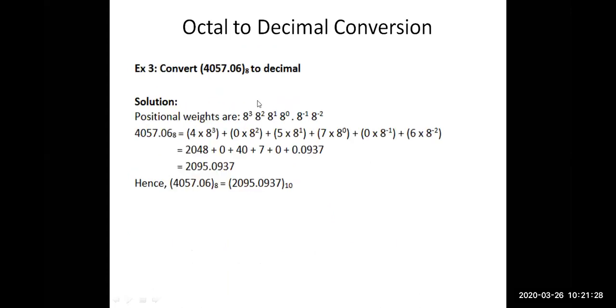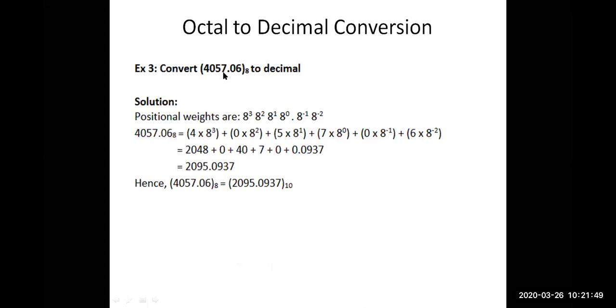Then we have conversion from octal to decimal, which we discussed yesterday. So the change is in the base. In binary, the base was 2. In octal, the base is 8. So the rest of the things are the same. But here the example consists of both an integer value and a fractional value.